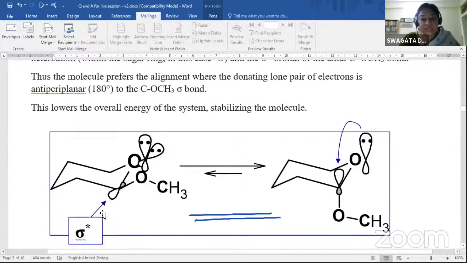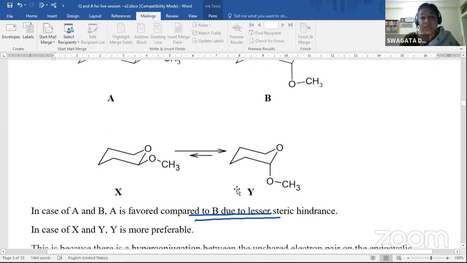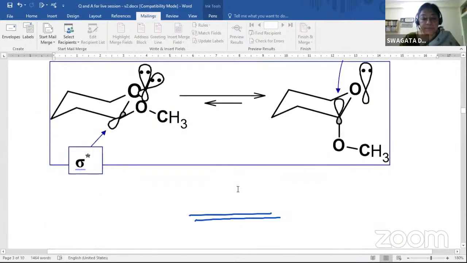So if we look at this set, this is where we have the sigma star, and this is where we have the two lone pairs. Now, when we look at a situation where there is favorable orbital overlap and hyperconjugation is possible, this makes this particular molecule more stable than the one on the left, which is why when we look at these two structures, in one case the equatorial one would be more stable, and in the other case, the axial one would be more stable.